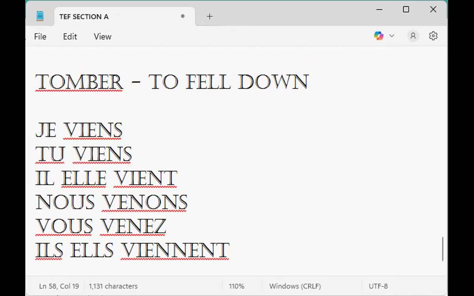Repeat after me. Venir verb conjugation. Je viens, tu viens, elle vient, nous venons, vous venez, ils viennent. C'est clair? Clear? So, what is the venir verb? Tell me. Je viens, tu viens, elle vient, nous venons, vous venez, elles viennent. Speak it quickly, please. Bien. C'est clair.